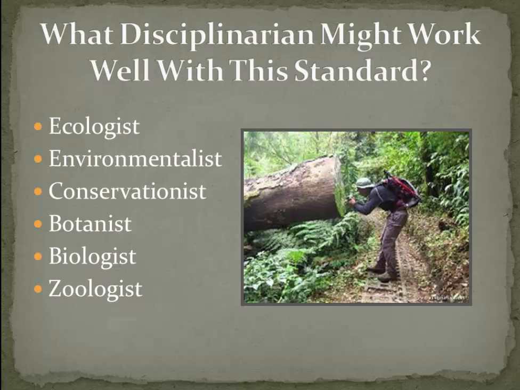The next step is to choose your discipline. There are several different disciplines that would apply to this standard. Because we want our students to understand that there are many different types of scientists, you want to choose one that is more specific than the generic scientist. For that life science standard, you could choose an ecologist, environmentalist, conservationist, botanist, biologist, or zoologist.